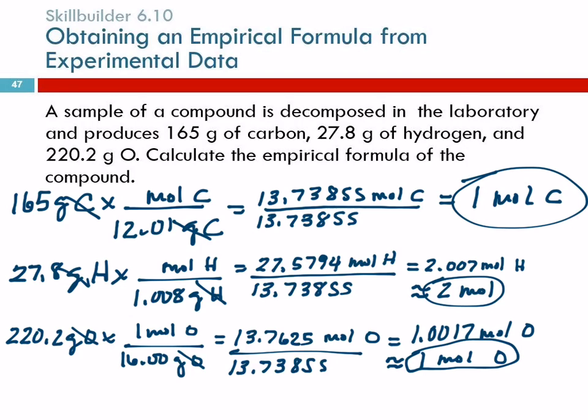Chemists don't write the number 1 unless they have to, so it becomes CH2O. That's my empirical formula. If you're wondering what order to write those in, just write them in the same order that the book gives you, that the question gives you, and you'll be fine. Any questions?